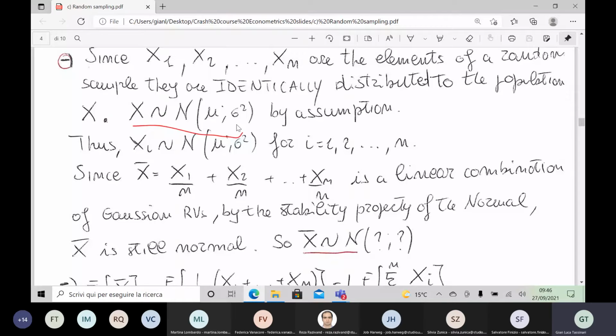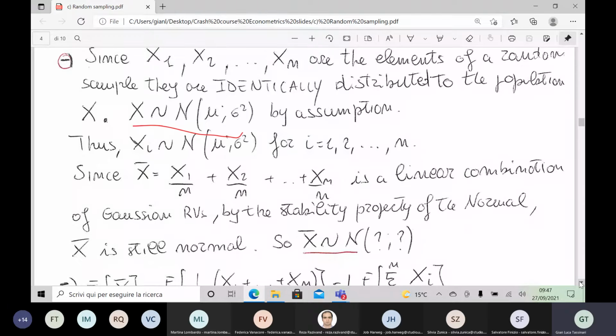So if x follows a normal distribution, then x bar, since it is a linear combination of normally distributed random variables, is still normal. And you know, guys, that to characterize completely a normal random variable, you need to find also the expectation and the variance. So we find out for a moment one thing, that x bar is normal. But now we want to find which is the expectation of x bar and which is the variance of x bar.